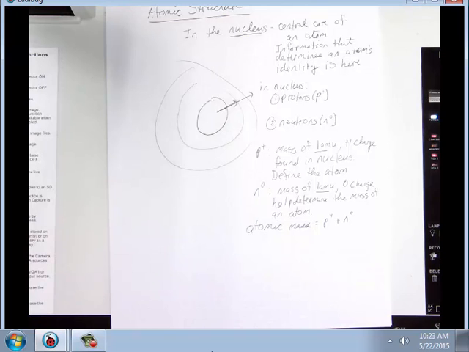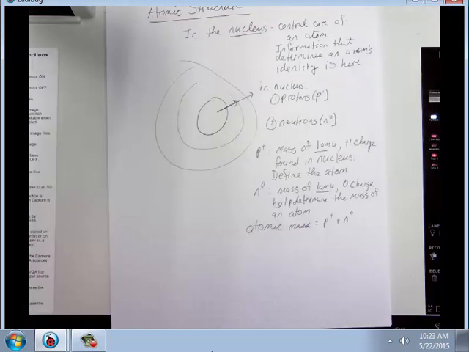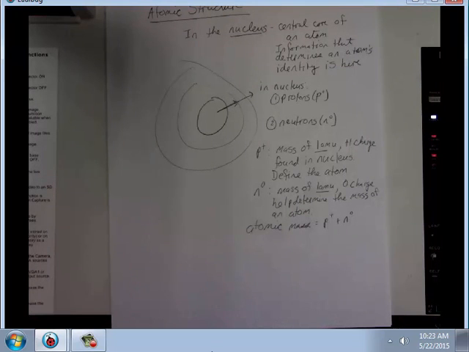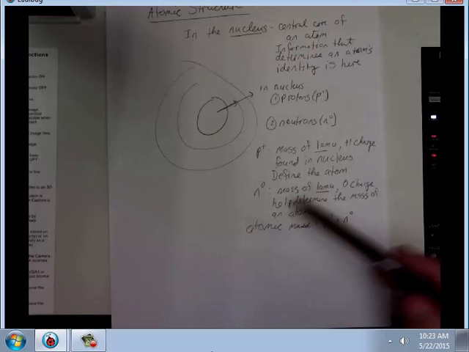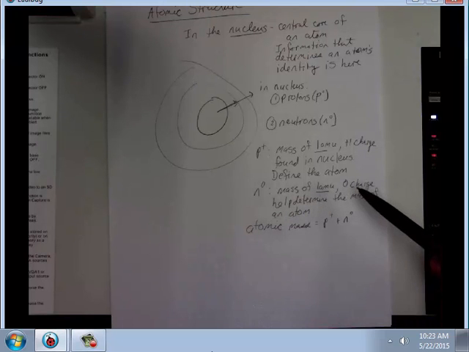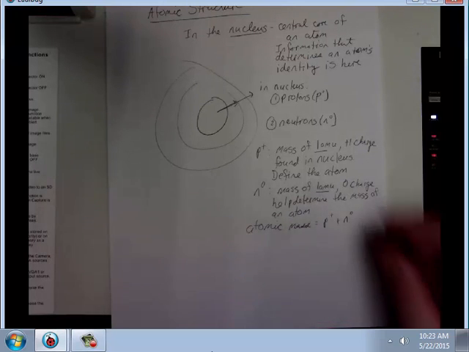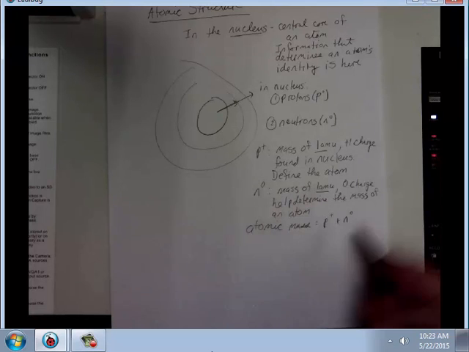Not sure why this hasn't. There we go, a little bit better. Alright, so protons, mass of 1, plus 1 charge in the nucleus. Neutrons, mass of 1, charge of 0, also in the nucleus. And the sum of those two make the atomic mass.